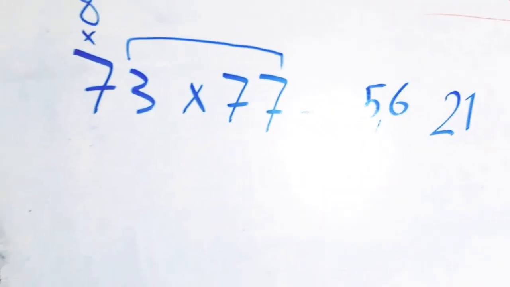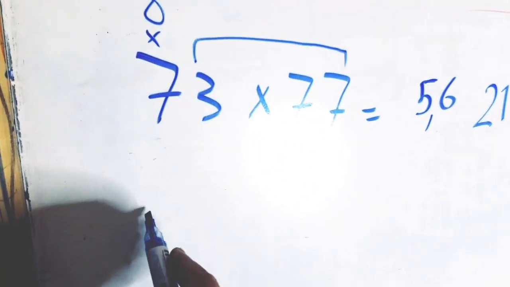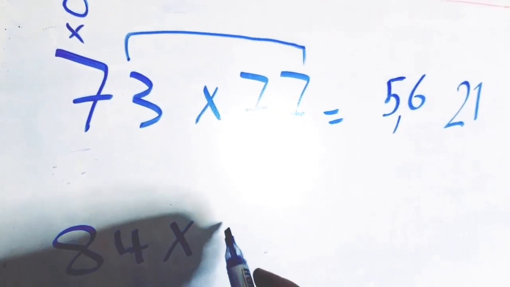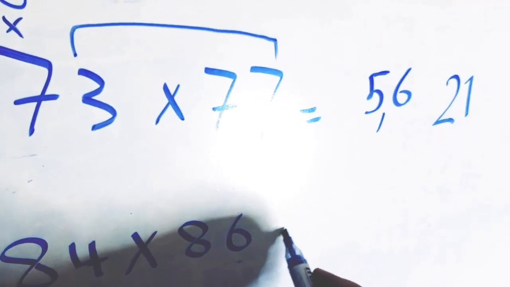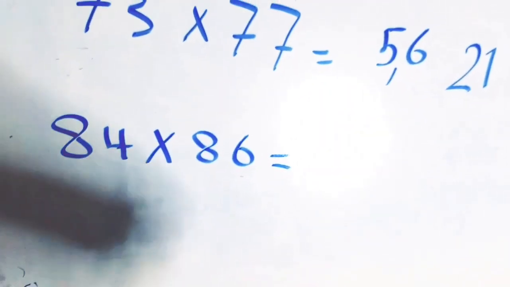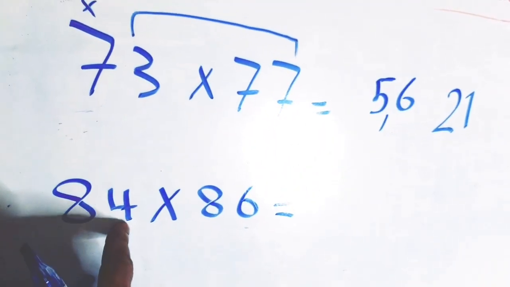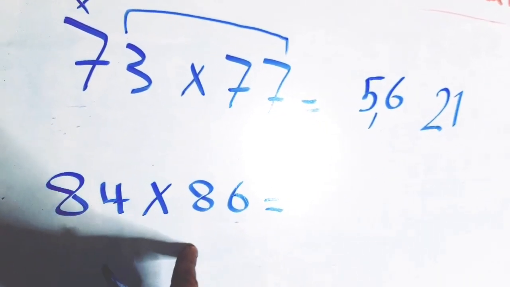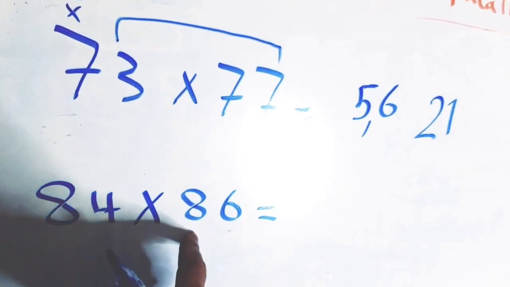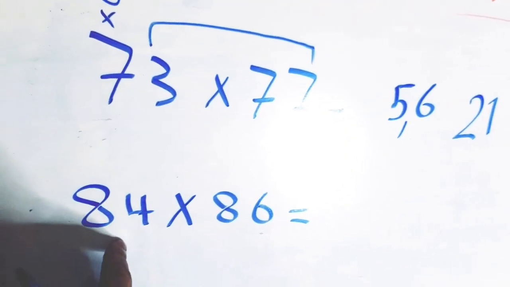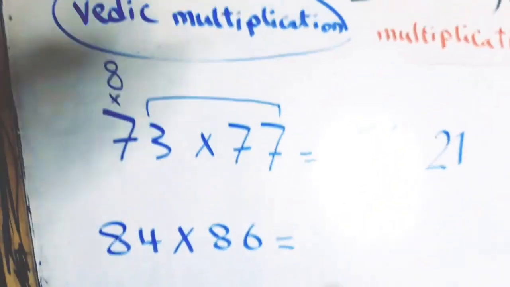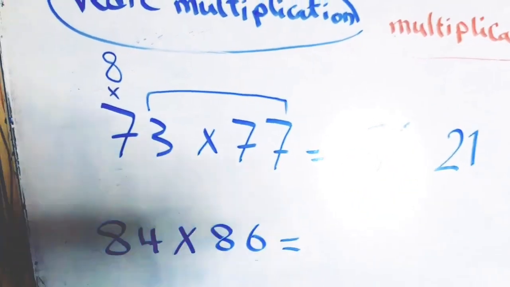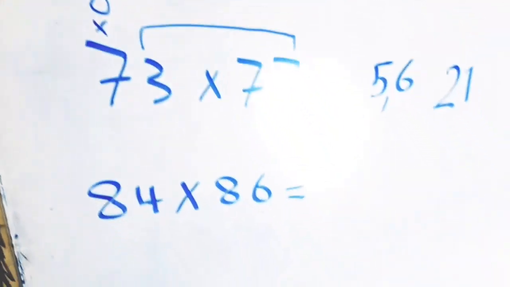Okay? Let's take another example. 84 times 86. Look, the sum of the units is 10, and the digits of the tens place are the same. So we can use the same trick which we have just applied in the first example.